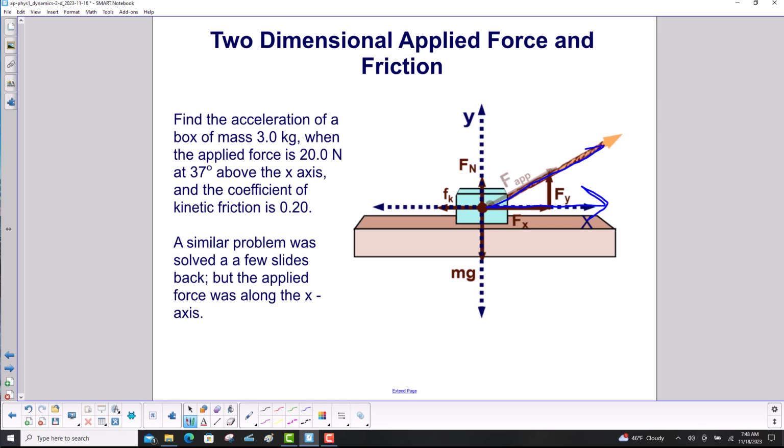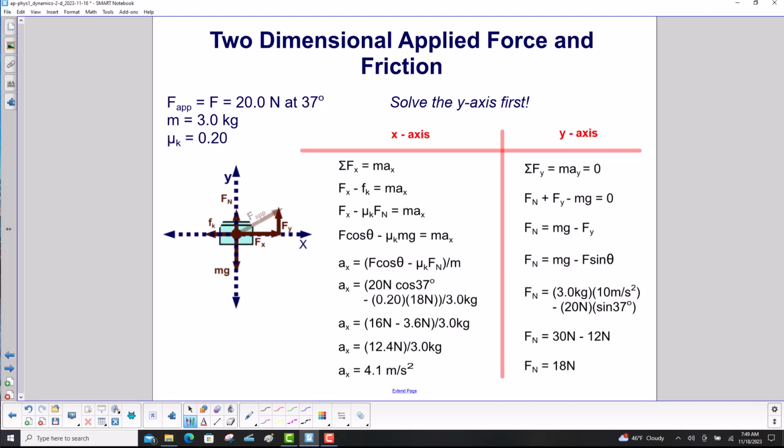This time, it's up here in the first quadrant. Once again, we will solve the y-axis first. Sum of the forces in the y direction is 0, as it's not bouncing up and down. And look here, this time we have two forces in the up direction: the normal force and F sub y. Those are both plus, minus mg because it's in the down direction, equals 0.